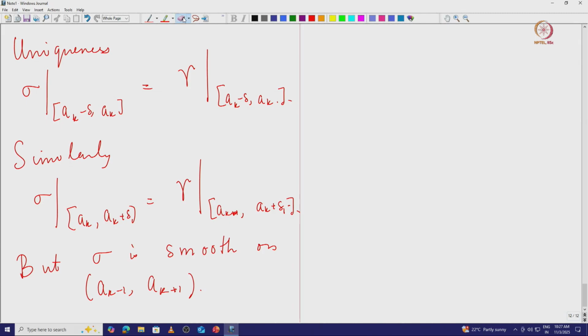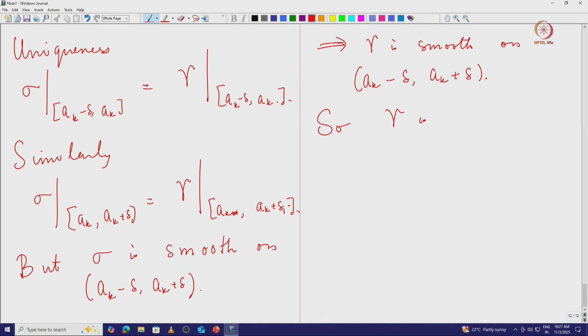But then by construction, gamma is smooth on this entire interval, because it is a smooth geodesic, right. So this means that in particular gamma is smooth on this interval. So now you can do this for each of the problem points a_k, and so gamma is a smooth geodesic, and we are done. Okay. So this completes the proof of the corollary.